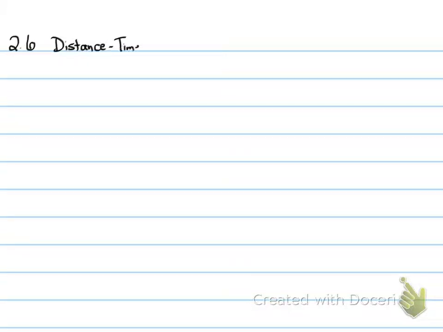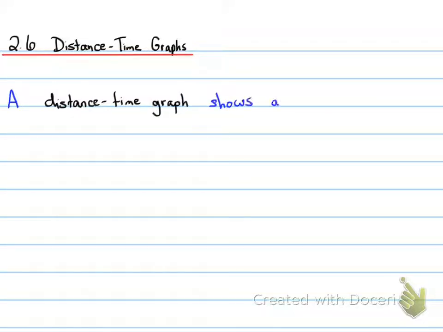2.6, distance time graphs. Now here are examples in distance and time graphs for you to understand a line of best fit and also understand how a distance and time graph is related to a line. A distance time graph basically shows an object's distance from a fixed point over a period of time.